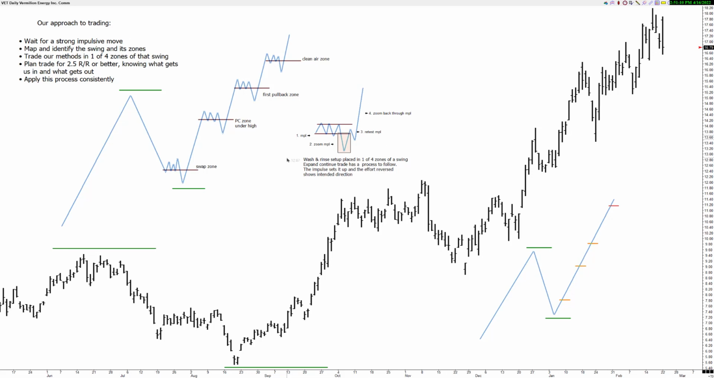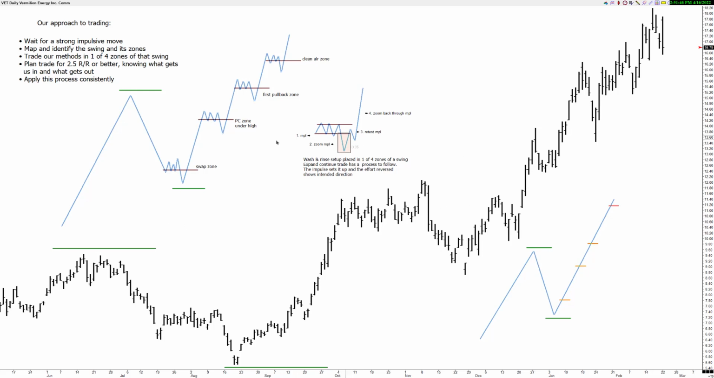Basically it's pretty simple. For instance, we take a simple setup like this wash and rinse and place it in a particular zone in a swing cycle. All we need is the ability to recognize a swing, recognize zones as that swing goes through process, and the ability to recognize the process of our setup. That's it. Just a setup in a particular zone in a swing.